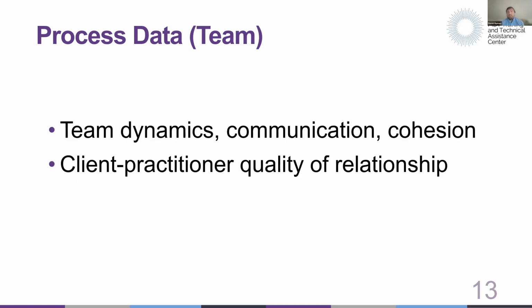There may also be process data that's not necessarily related to the case, but perhaps related to your actual team dynamics. So how well are you communicating as a team when you're sitting around a table? In terms of following up on next steps and action items, what's the level of cohesiveness within your team dynamic? These team process level kinds of data can help inform how well you're working together, how efficiently, and effectively you're working together.